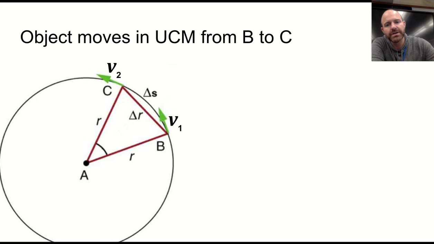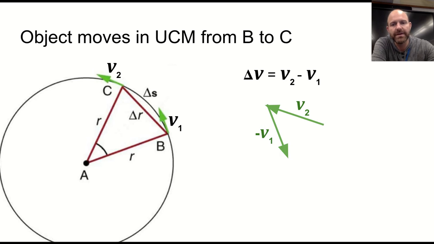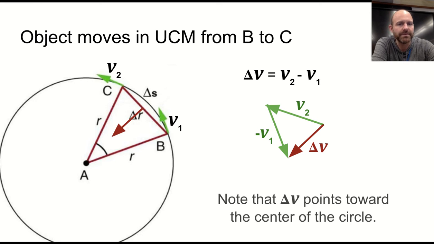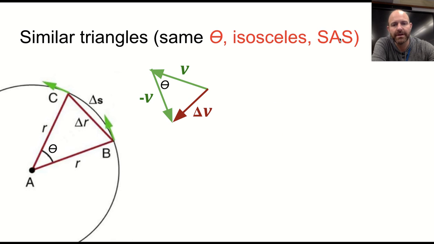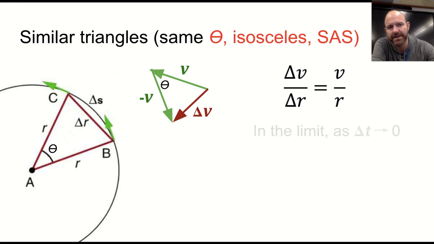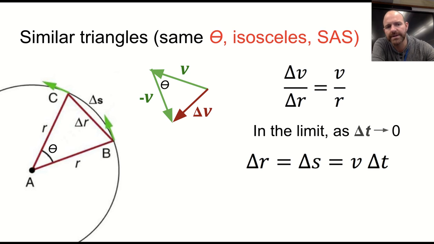And so if we watch an object going around, we've got v1 and v2 here, and the delta v would be v2 plus negative v1, which would give us a delta v. And you notice that delta v is pointing toward the center of the circle. This delta v then, the change in velocity over time being the acceleration, is in the direction of the center of the circle. You can use some similar triangles and make some arguments here to point out that delta v over delta r is the same ratio as v over r as time gets very, very small. Delta r is basically the arc length delta s, as that's going on.